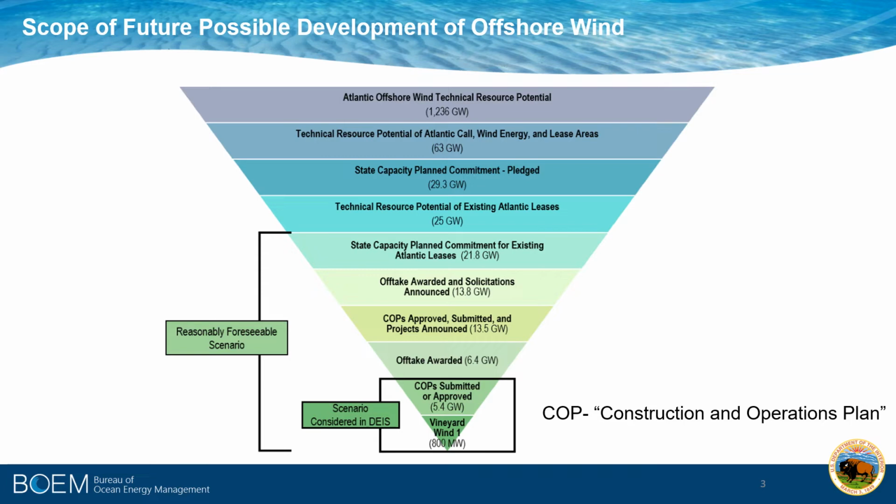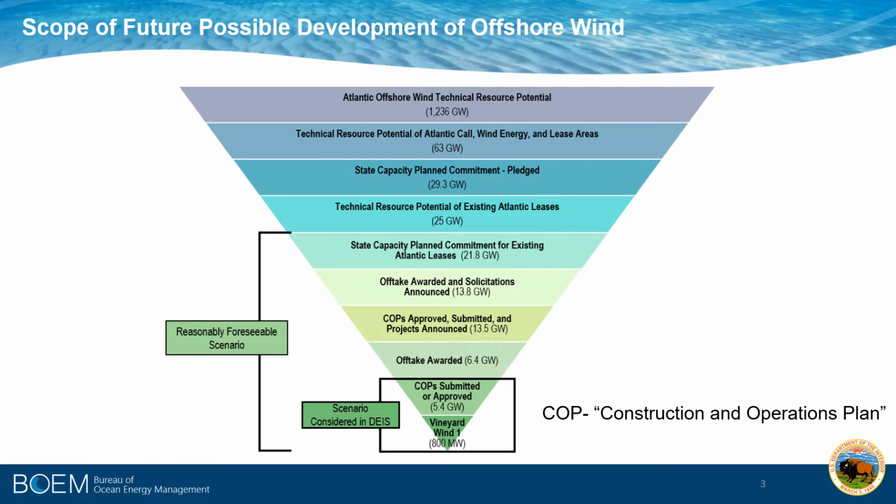The top bar is the total Atlantic offshore wind technical resource potential. This bar represents how much wind energy is available on the Atlantic outer continental shelf with present technology. Such a build-out is not only materially and physically impossible, but also the amount of energy exceeds the demand of the entire eastern United States. Thus, this level was not determined to be reasonably foreseeable.